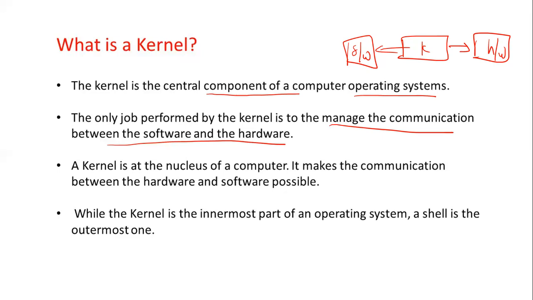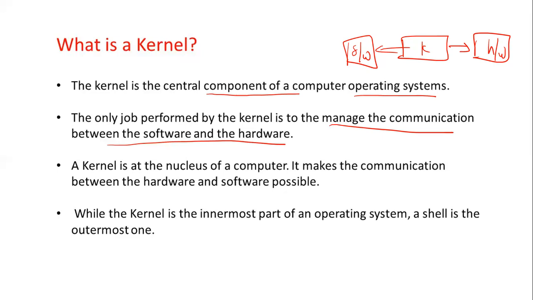So here the kernel is also a piece of software that is used to get communication between the user programs, the user softwares, the system softwares, and the hardware parts. So a kernel is at the nucleus of a computer. It makes the communication between the hardware and the software possible. Because of this piece of software only, a communication is established between the hardware and the software. That is what I said.